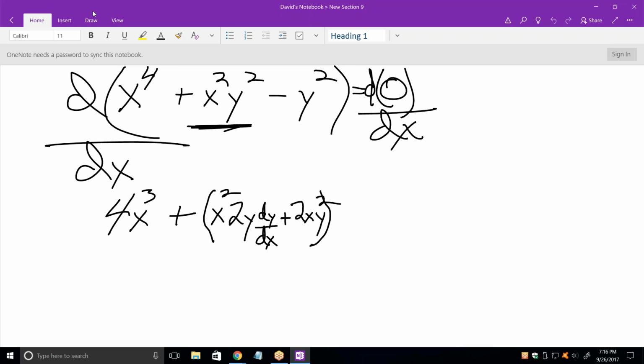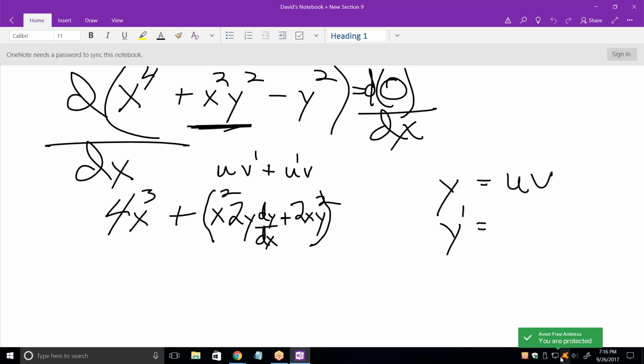But the second half, in other words, this was u v prime plus u prime v. And you know what I mean when I say that, right? Yeah. Okay, you hesitated a little bit there. If y equals uv, what does y prime equal? u v prime plus u prime v. Yeah, and that's what we did here.